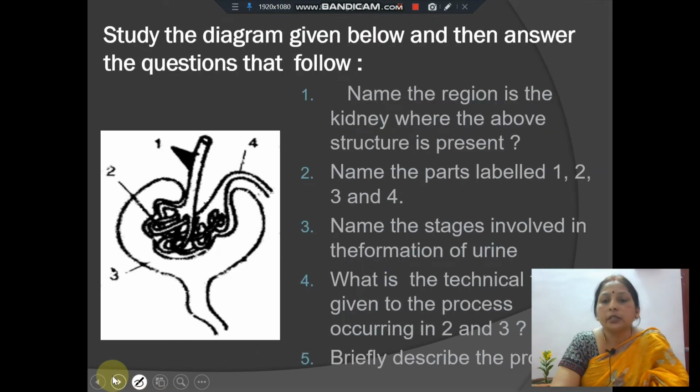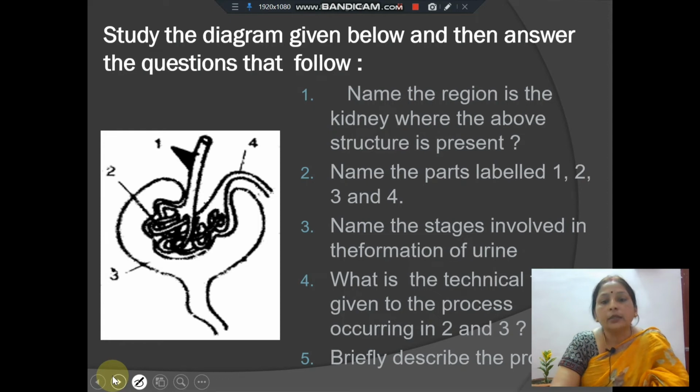Name the region in the kidney where the above structure is present. You can see this structure is the Bowman's capsule, or the Malpighian capsule actually. The glomerulus and Bowman's capsule, everything is there. So this region is present in the cortex of the kidney. Cortex is the outer region.